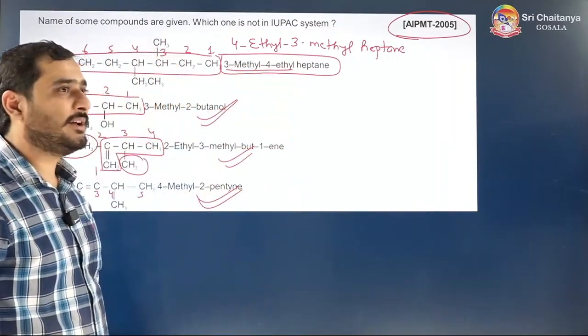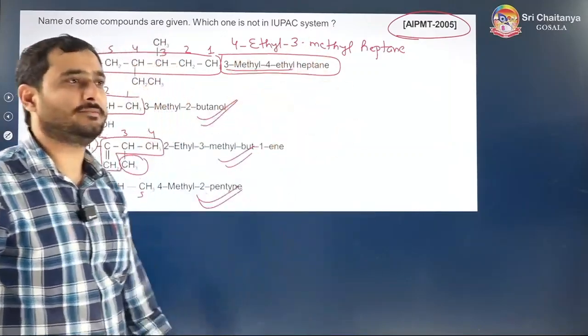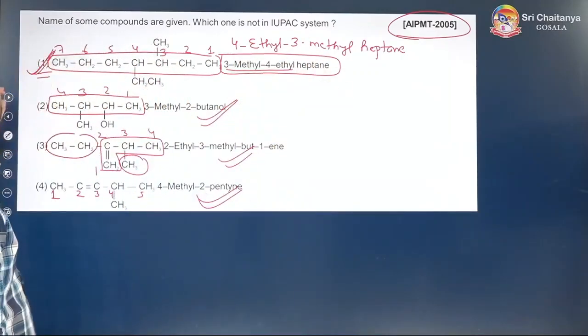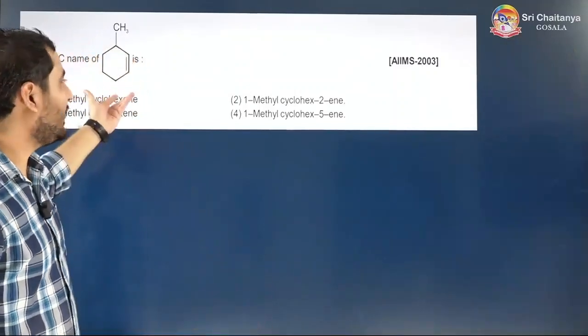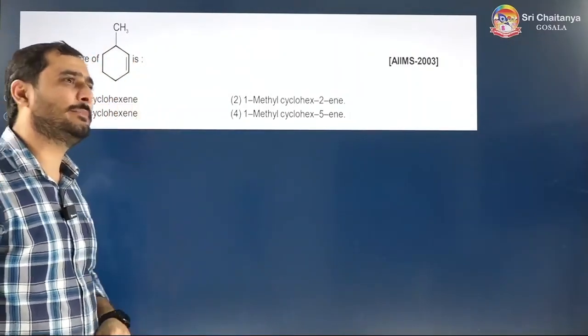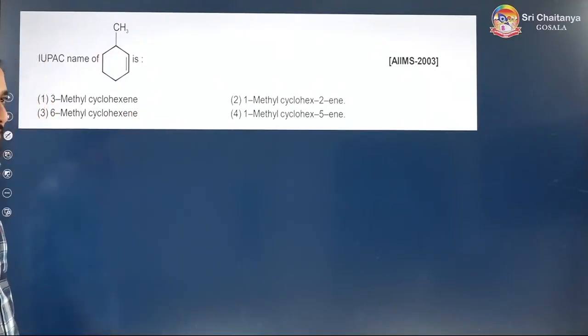They have arranged the prefixes directly as methyl, ethyl, but we have to arrange ethyl first, then methyl. Clear? Alphabetical order, very good. Now solve this question. This is not a question of any functional group. It is a simple cyclic compound with a multiple bond. Try to solve the next one. You have to tell what is the answer: first, second, third, or fourth.